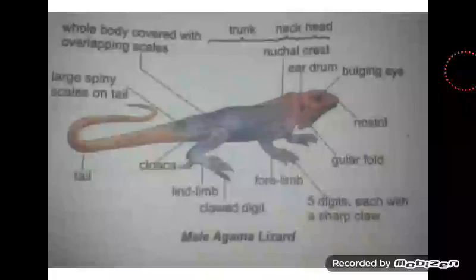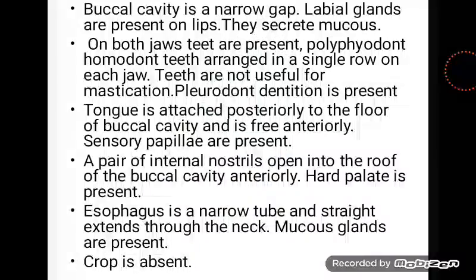Now you might be asked, what does it use for defense? What is used for defense is basically its tail. Yes, it uses that to fight when another male lizard tries to enter its territory. All right, so pause the video here, practice the diagram. It's simple. All right. Now this is a note I've prepared on Agama lizard. Just pause the video and write the note.